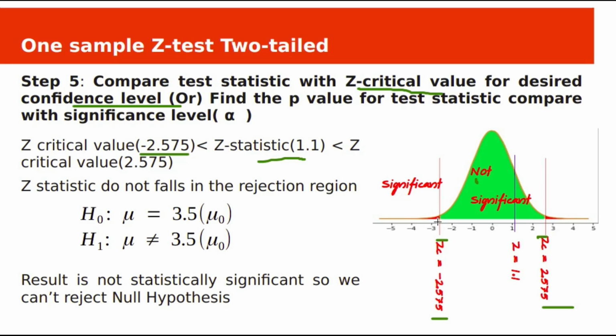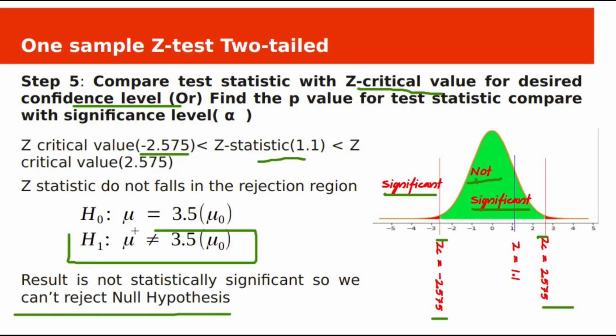If the Z statistic falls within the rejection region, you will say that results are significant, but here it is in the acceptance region, so results are not significant. So we cannot reject the null hypothesis. So this statement is not true, because we are unable to reject this null hypothesis.